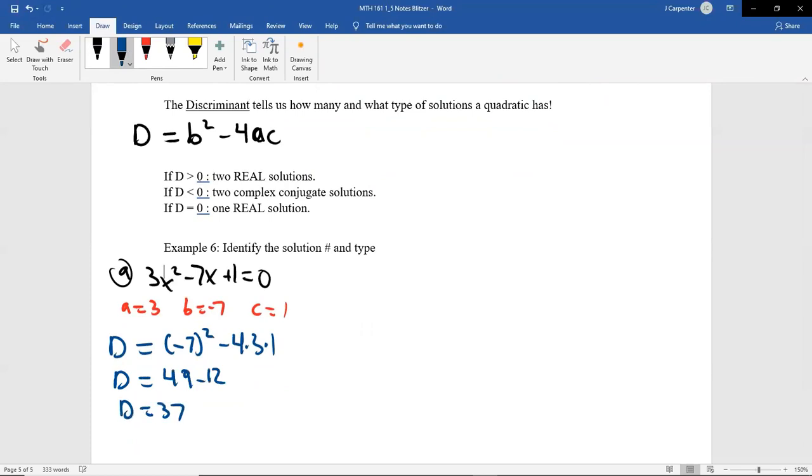which is 37. Now, I don't care if this number is 37 or 59 or 2.7 or 1,000,001. What I care about is that this is a positive number. So the discriminant is positive. If the discriminant's positive, that means there's 2 real solutions. That's all we can say. I don't know what the solutions are. I did not solve it, but I can tell you there's 2 real solutions, and that has massive, massive implications to the graph, which I will illustrate after example B.